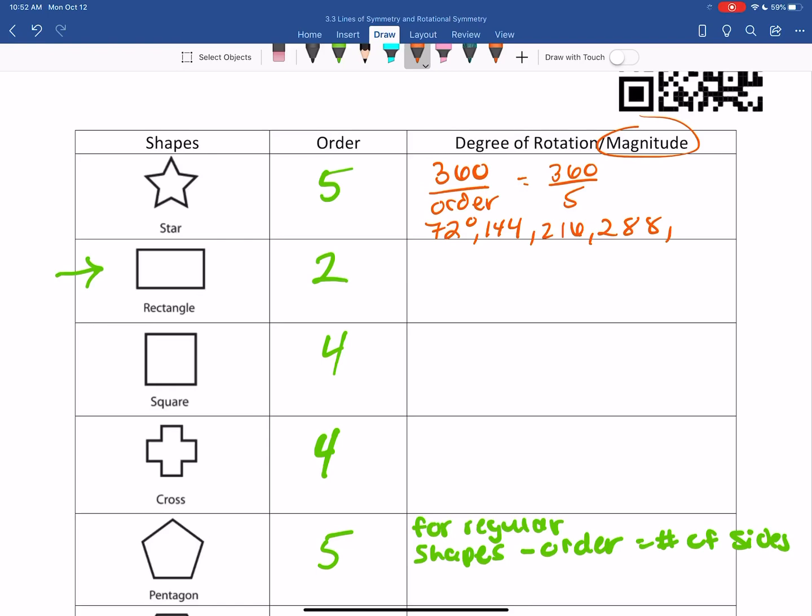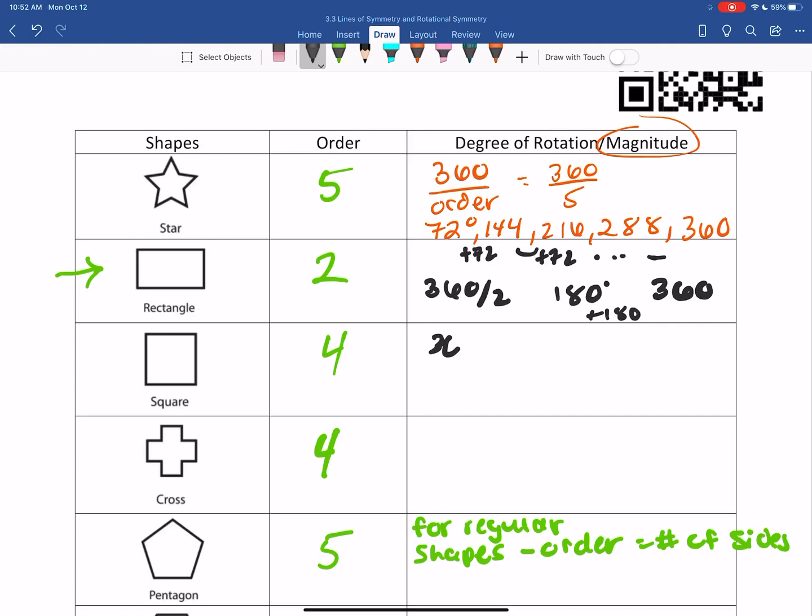And we're going to go back to the 360. So 360 does count as one of your degrees of rotation. So basically, to get from 72 to 144, I added 72, I added 72, and so on. For an order of 2, 360 divided by 2 means every 180 degrees I would rotate and map back onto itself. So this order would be 180, add 180, would give me the second degree of 360.